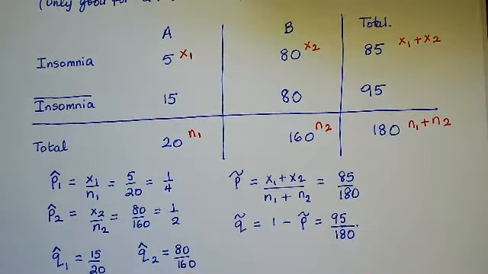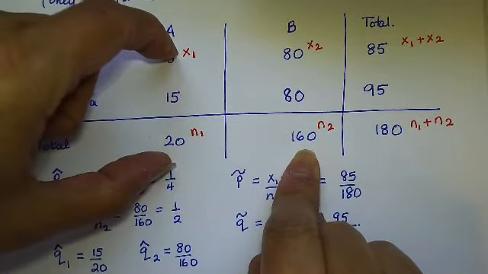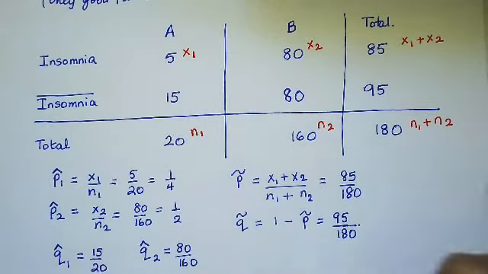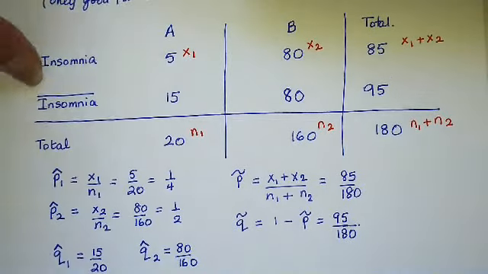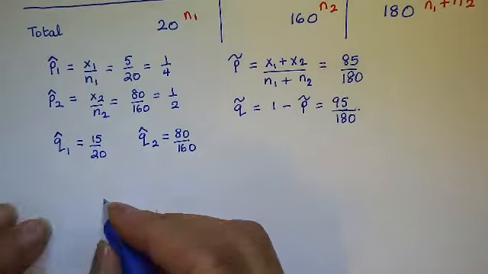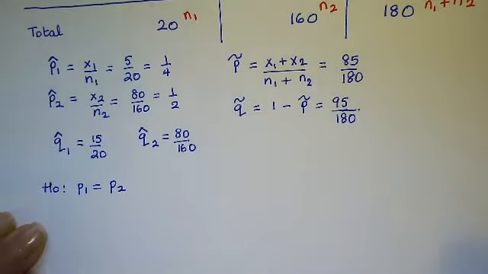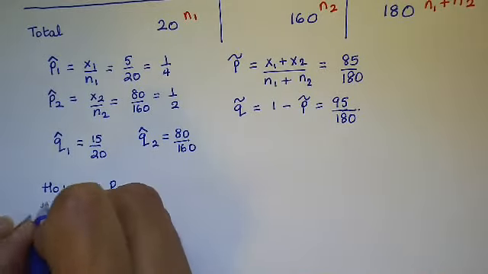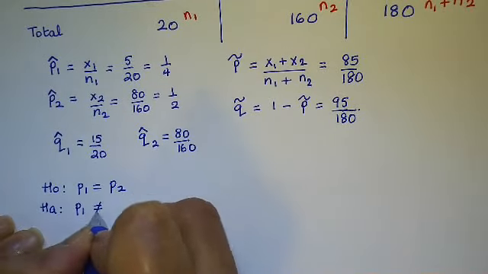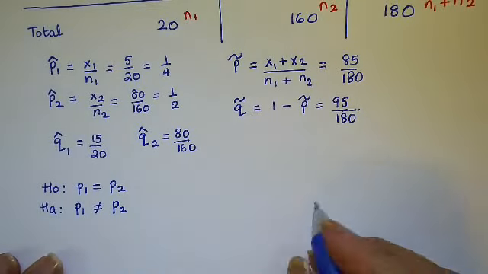So we are interested in seeing if these probabilities for insomnia are the same for these two drugs. Clearly they don't look the same. Here I have 1/4 as the probability of insomnia, and here I have 1/2 as the probability of insomnia. So it's kind of obvious that they're not the same. However, we're looking to demonstrate the normal theory method hypothesis testing. So let's begin. H0, P1 equals P2, saying that the two probabilities are the same, versus HA, P1 not equal to P2. Let's say I'm doing a two-sided test.